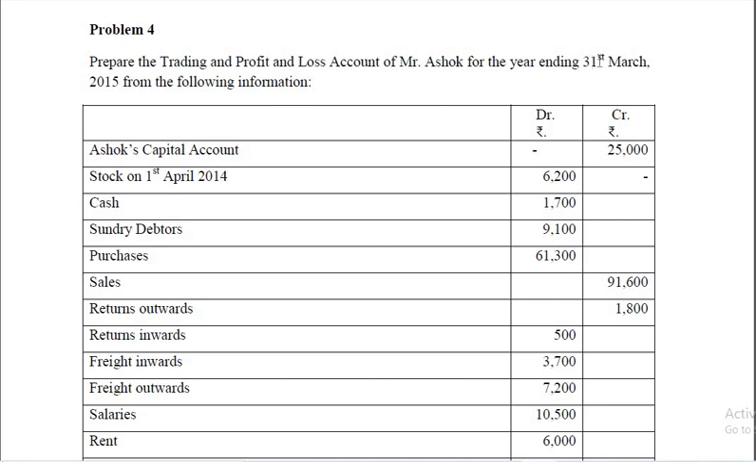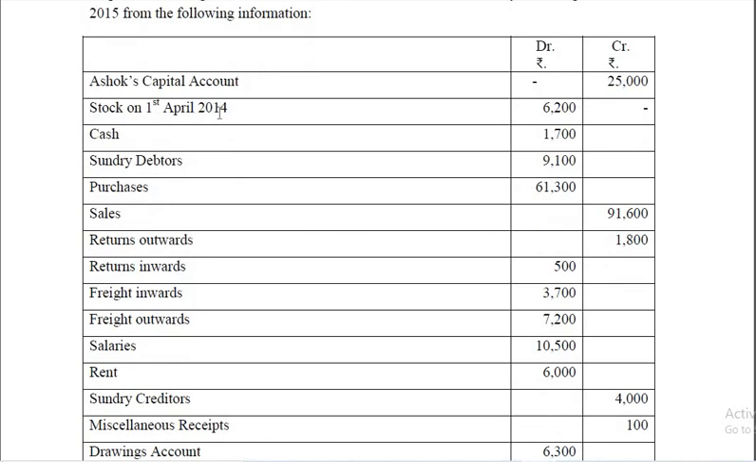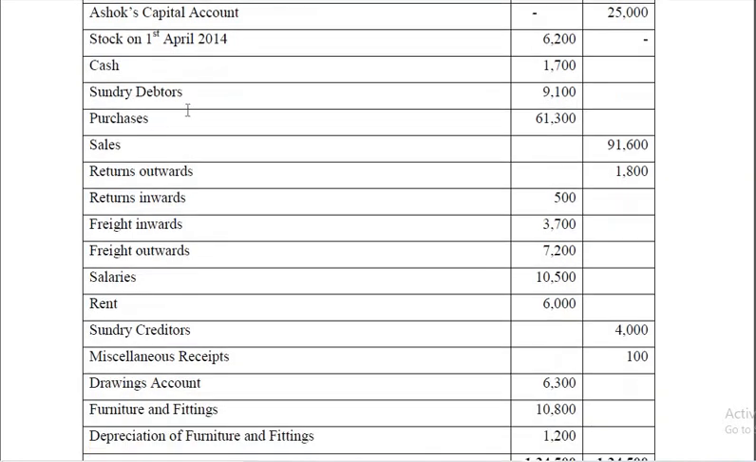the accounting year ends on 31st March. That means from 1st April 2014 to 31st March 2015, financial year, not a calendar year. Calendar year ends on 31st December. Alright, 1st April, so opening stock. So in the trading account, opening stock. Cash will be the part of balance sheet. Debtors will be the part of balance sheet.